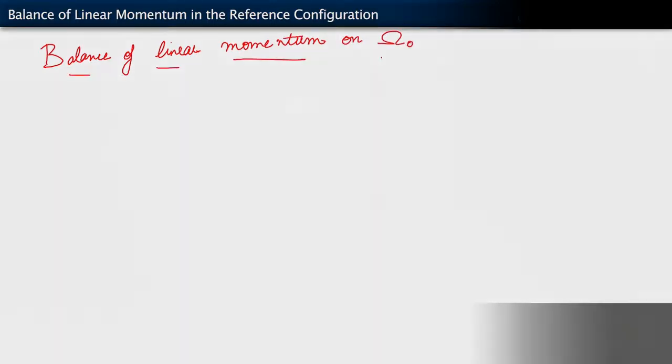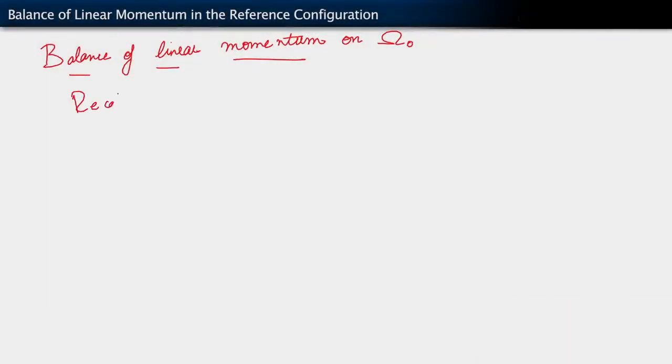So we are going to call this segment the balance of linear momentum on omega naught. Okay? That's where we want to get to. We're going to take what may seem like a little circuitous route to get there. The reason is that I need to clarify something before we can actually get to this point. Okay.